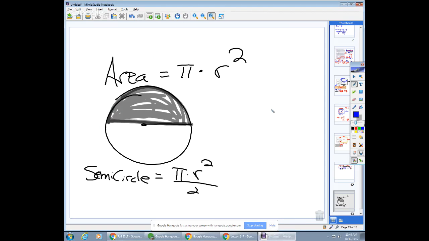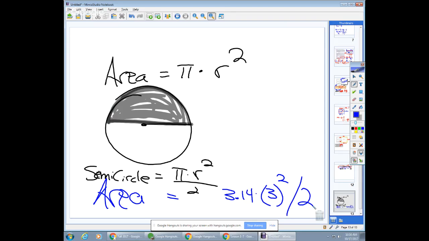All right. Now, that's in feet. So here, again, this is an area. My area is going to be pi, which is about 3.14, times the radius, 3, squared, and then divide that by 2. So that's going to give us some number.